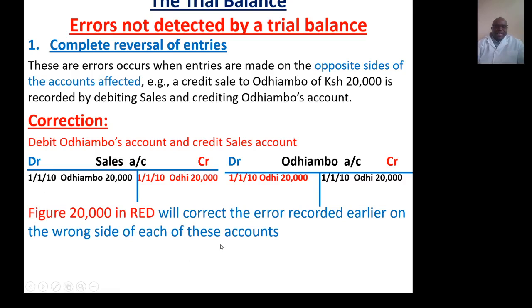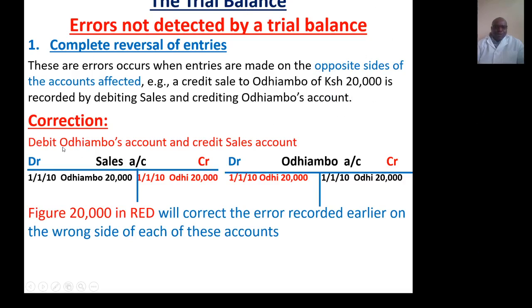Then error of complete reversal of entries. These are errors that occur when entries are made on the opposite sides of the accounts affected. For example, a credit sale to Odhiambo of 20,000 is recorded by debiting sales and crediting Odhiambo's account. So, we should credit sales account since it is a revenue account, and we should debit Odhiambo's account since it is a debtors account that is increasing, but the opposite has been done wrongly.